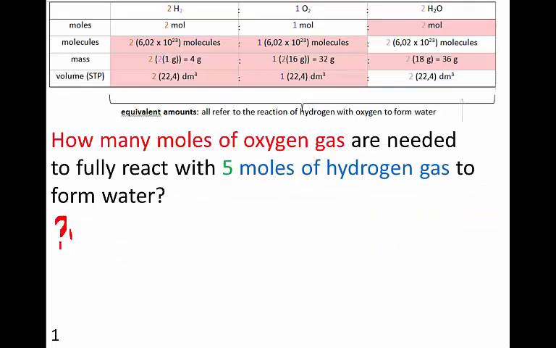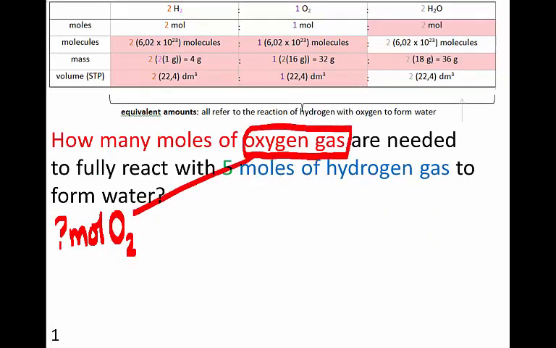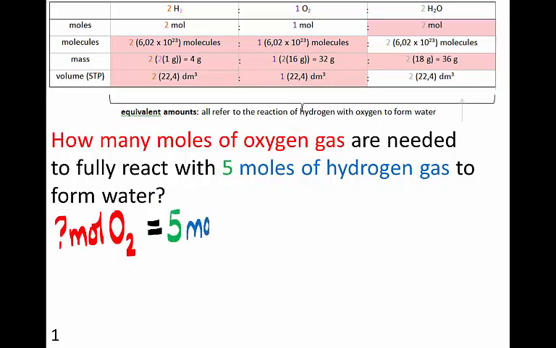How many moles of oxygen gas? Whenever we are told oxygen gas, we immediately write O2, never O, because oxygen exists in the elemental form as a gas in the atmosphere as O2, never O, are needed to fully react with 5 moles of hydrogen gas. Same thing. As soon as you hear hydrogen gas, you know we're speaking H2, not H.